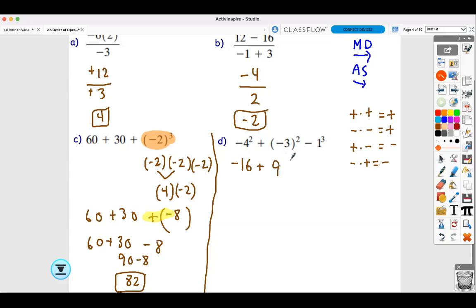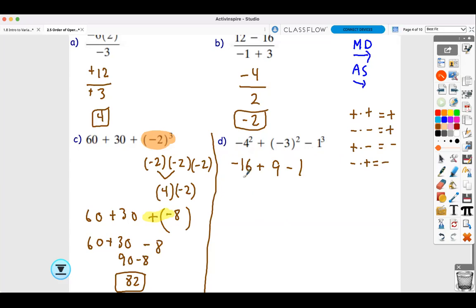+9. That's correct. And then bring down the minus, right? And then 1 cube. 1 cube is just 1 times 1 times 1, which is always going to be 1. Did everyone see me simplify the exponents? Any questions on the exponents? All right, now we add and subtract from left to right.